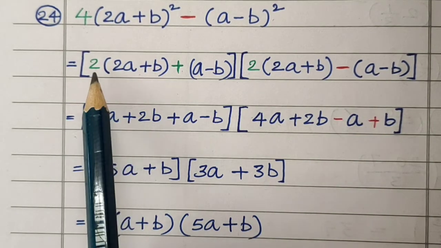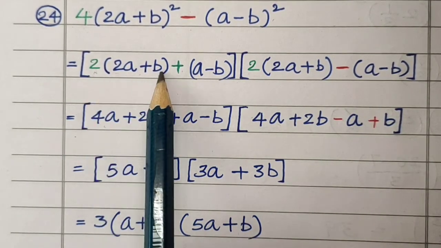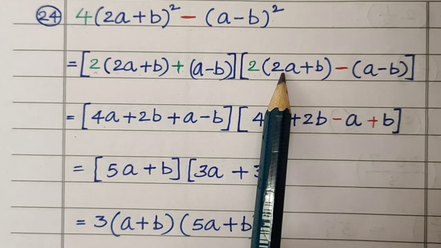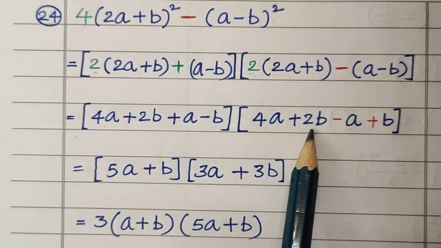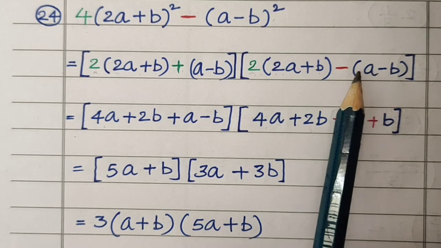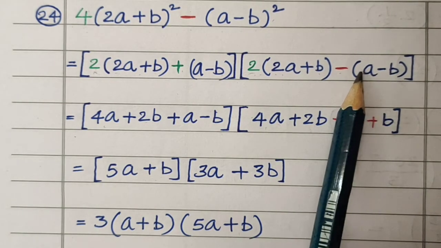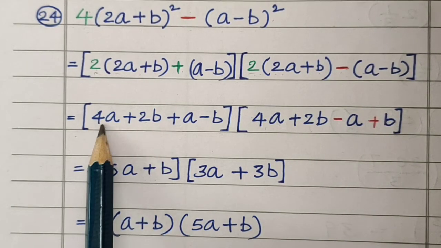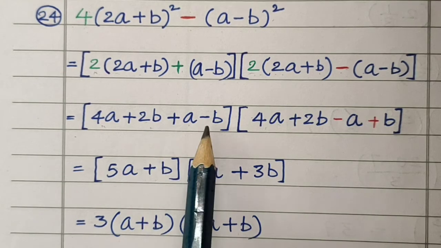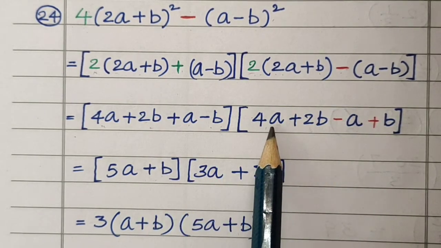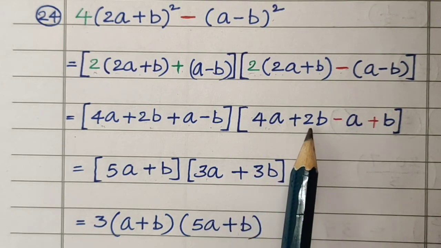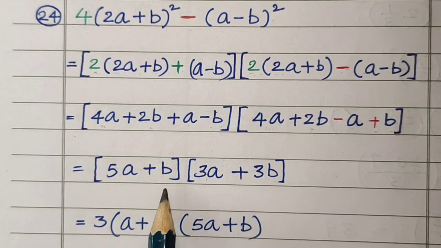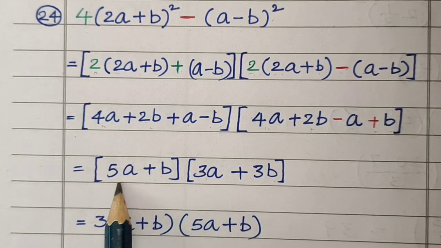Introduce 2 inside this. 2 2s are 4a, 2b plus a minus b. Introduce this 2 inside the bracket: 2 2s are 4a, 2 into b, 2b. Introduce minus inside this. This part is important. Minus a, minus into minus plus b. Then rest simple calculations. 4a plus a, 5a, 2b minus b is b, into 4a minus a is 3a, 2b plus b is 3b. Once again, there is a common 3 here, we take out of it 3 into (a plus b) into (5a plus b).